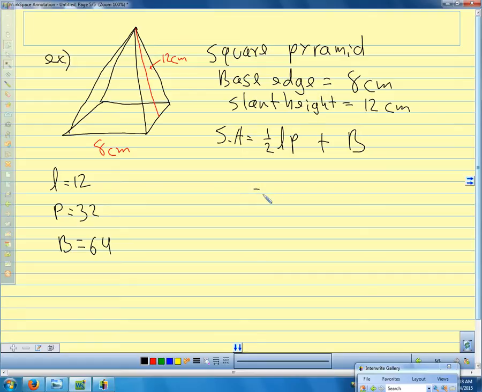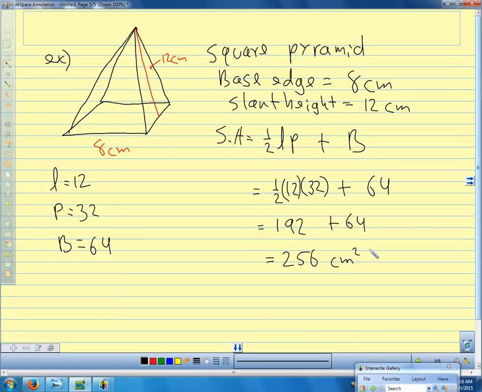Plug all that into our formula. 1/2 times 12 times 32 plus 64. 1/2 only goes with this part. So I get 192 when I multiply this out, plus 64. This is the lateral area, the area of the triangle. This is the area of the base. Add those together and I get 256 square centimeters.